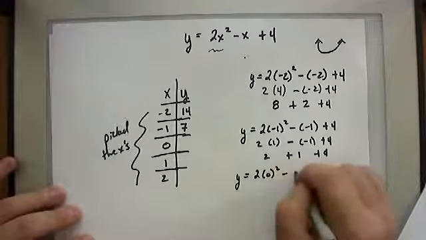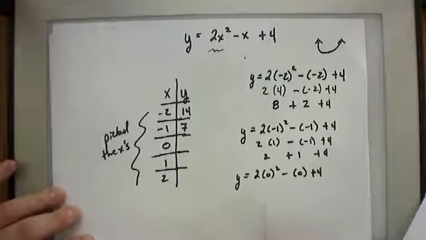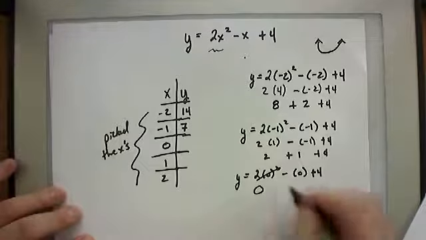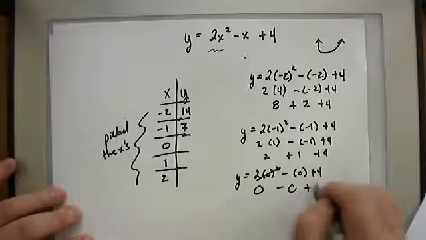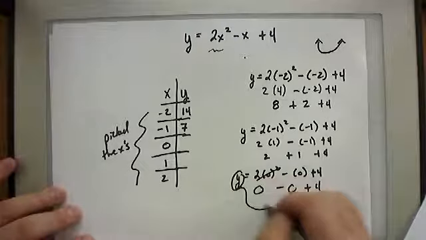I just wanted to do kind of a more complicated one with you because this is the kind toward the end of the homework. 0 squared is 0, 0 times 2 is 0, that whole thing just becomes 0, minus 0 plus 4. 0 minus 0 plus 4 is 4. So y equals 4.